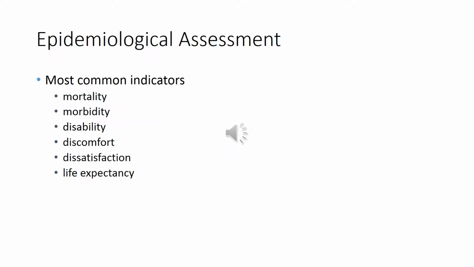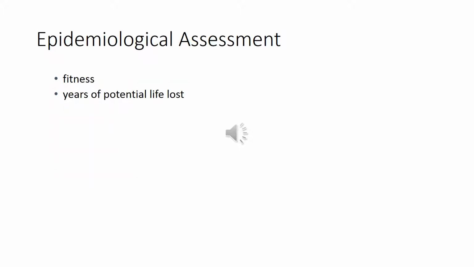Some of the common indicators that we look at in epidemiology are, of course, mortality, which is really easy to count, and so epidemiologists like it. Morbidity, which is really how many people are sick. And then harder things to count are disability, discomfort, dissatisfaction, and life expectancy. And then sometimes we will look at relative fitness or years of potential life lost.